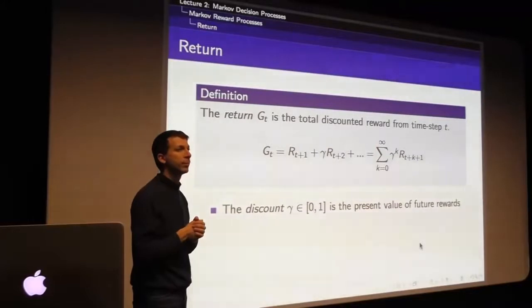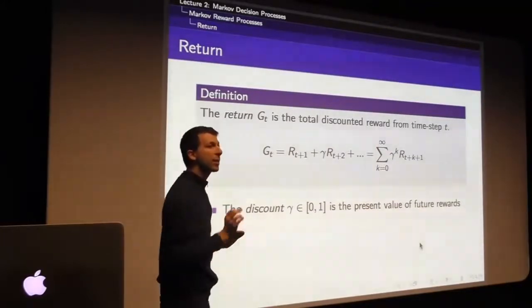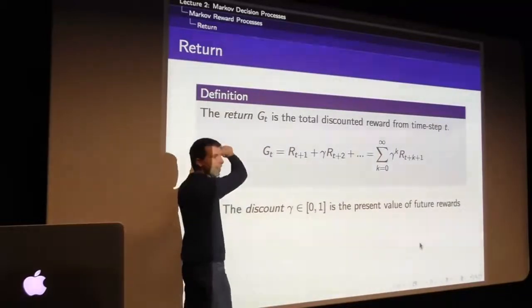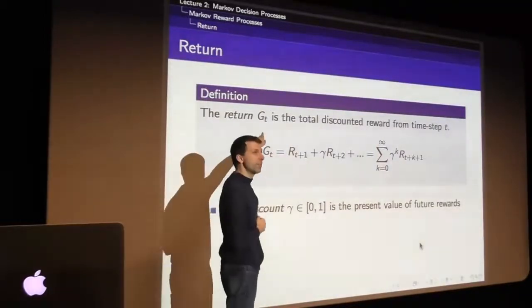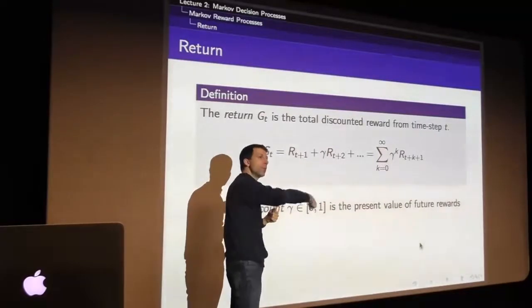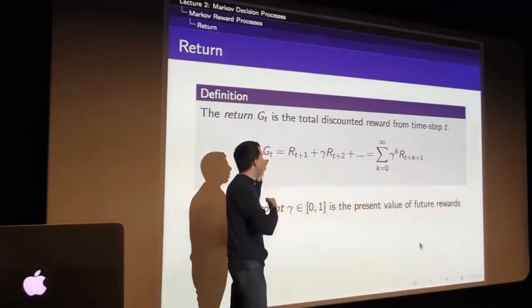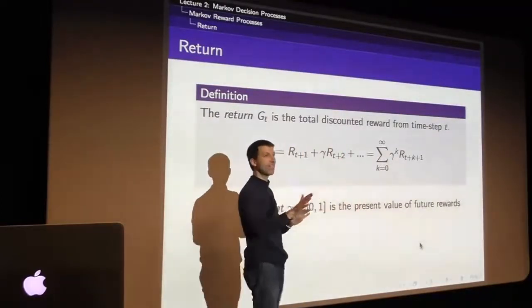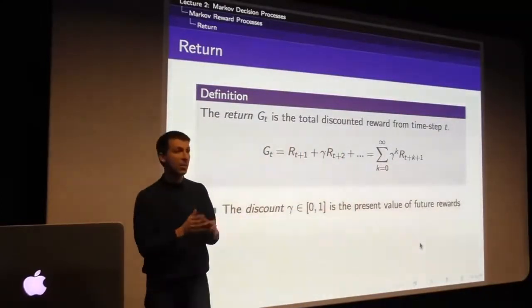Yeah, question? Why is there no expectation here? There's no expectation here. That's a good question. There's no expectation here because we're just talking about a random sample at the moment. So G is random. G is just one sample from our Markov reward process of the rewards that we get going through that sequence. Later, in a couple of slides, we'll introduce the expectation, which is what we actually care about.